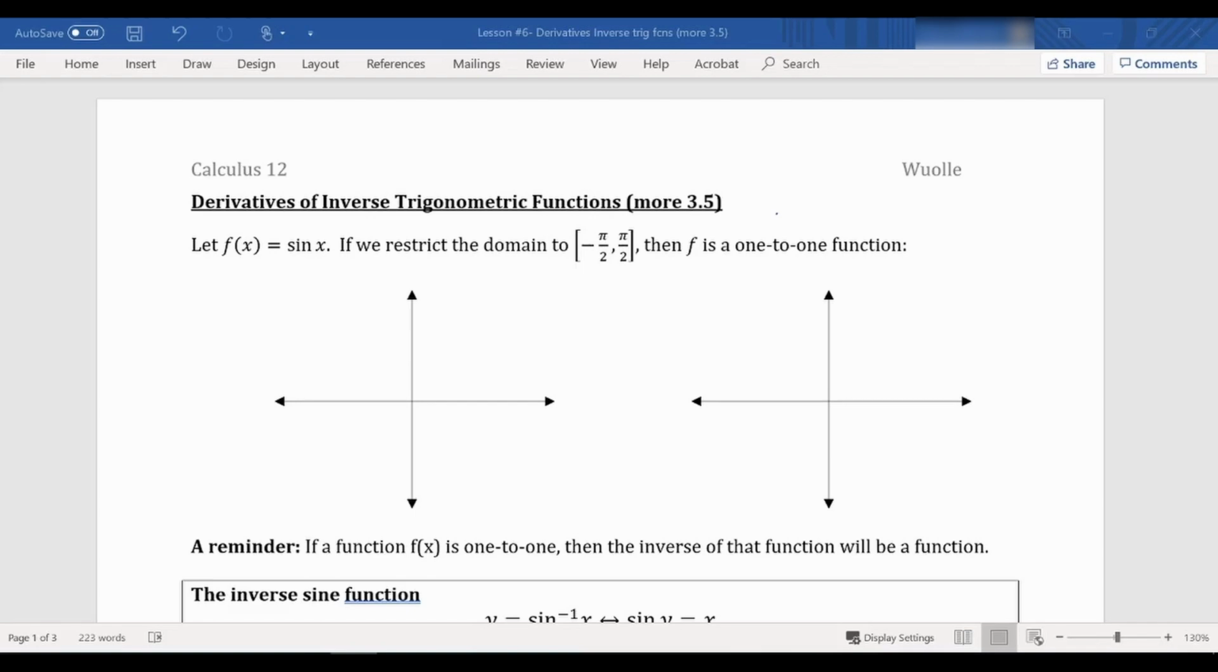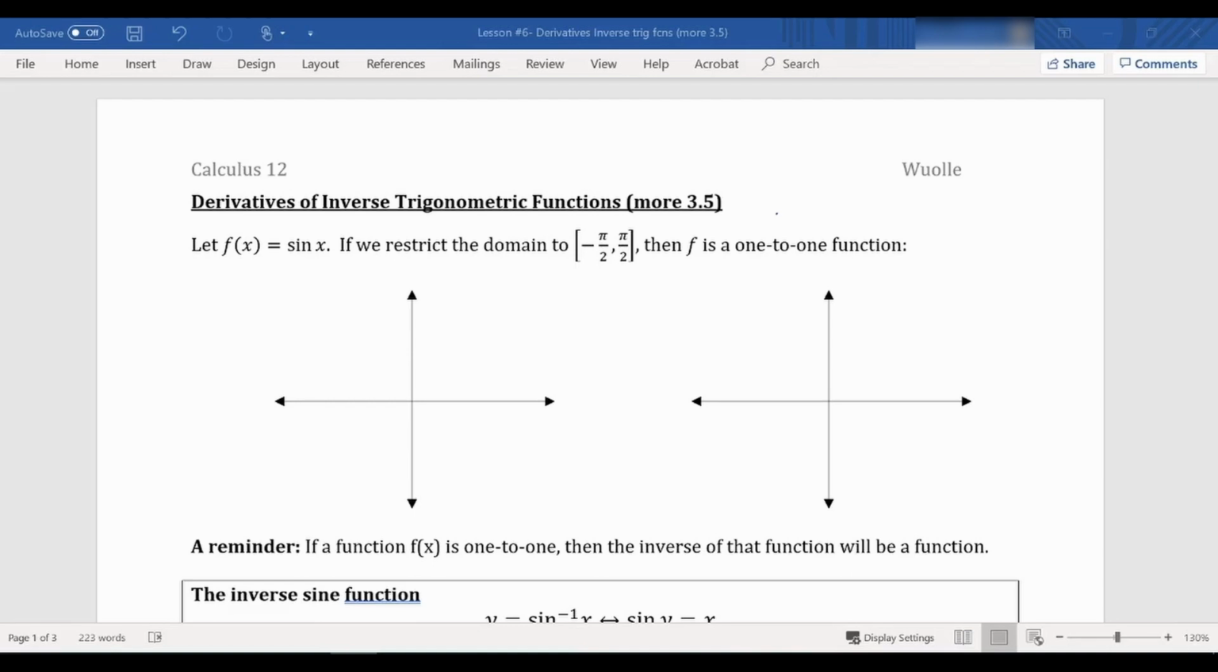First, in order for a relation to be a function, remember that it would need to pass a vertical line test, or for every input, there's only one output. In order for an inverse to be a function, the original function would have needed to be 1-to-1.